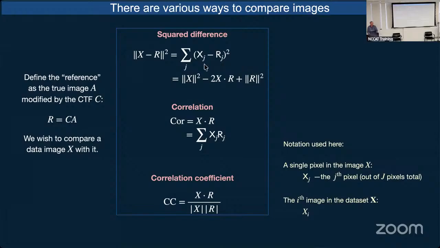So we can look at the squared difference. What we do is we take the squared difference of each pixel value and add them up, or we can just write it this way. We take the entire image and subtract the reference and get the squared difference. Another way is to do the correlation, which means we multiply pixel-wise the image and the reference. And then there's the correlation coefficient, which is just the correlation normalized by the size of the two.